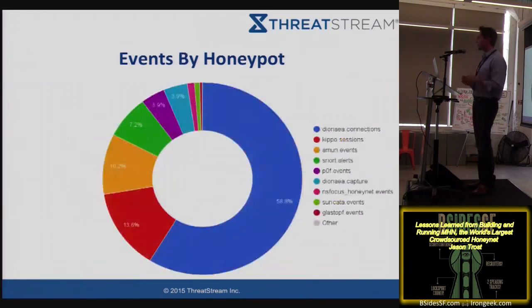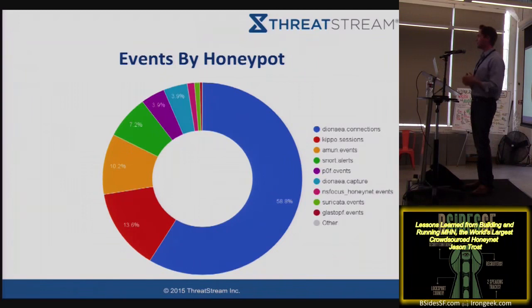Here's another view of the data. This is events by honeypot showing the percentage of the events. Like I mentioned before, Dionaea is number one. But I really wanted to show the purple, the 3.9% contribution. It's one of the smaller ones. It's from NSFOCUS HoneyNet events.